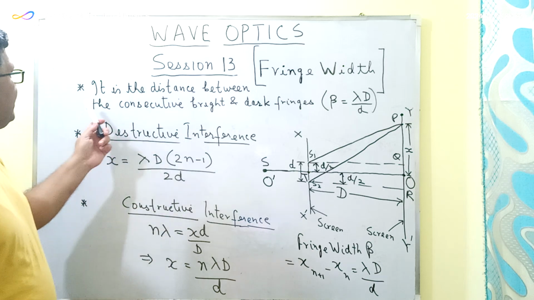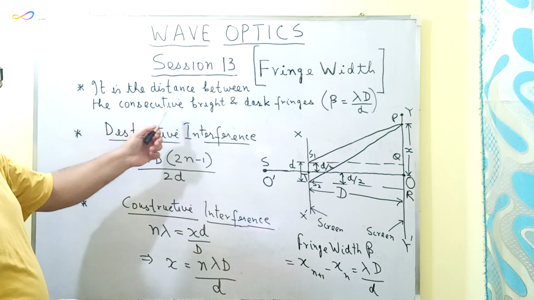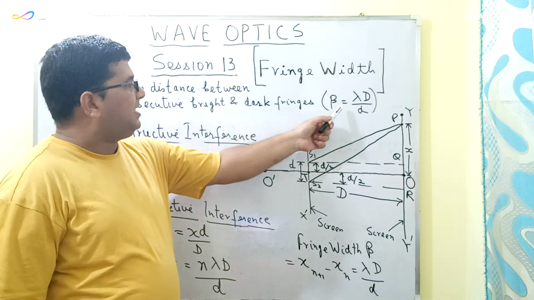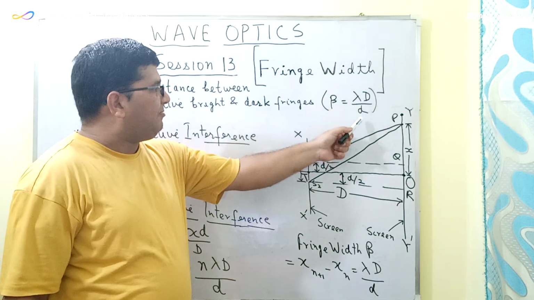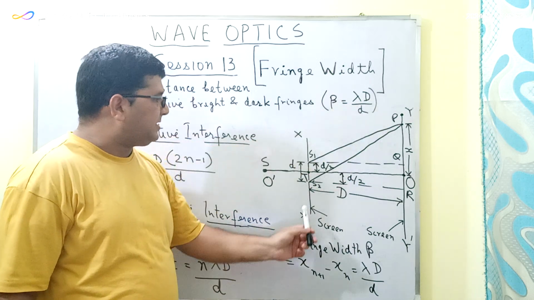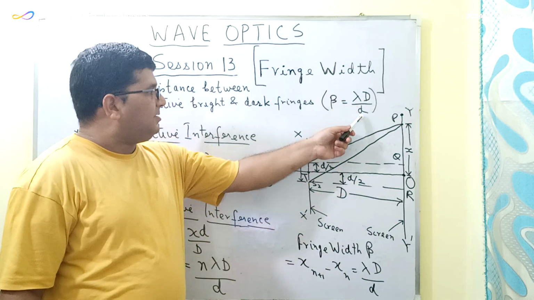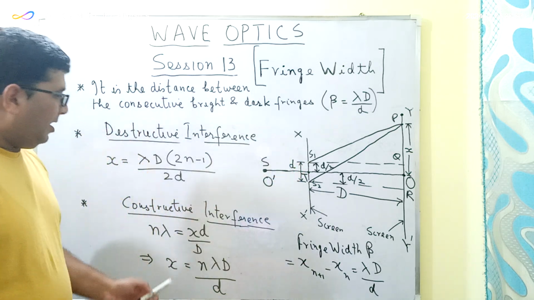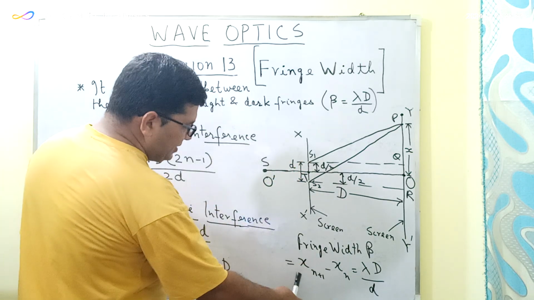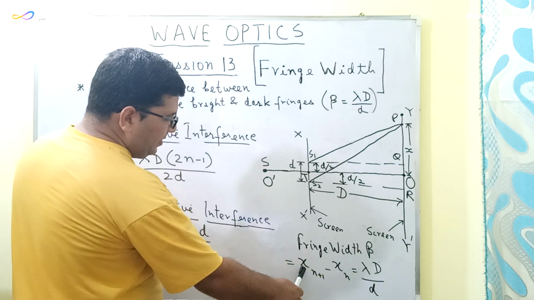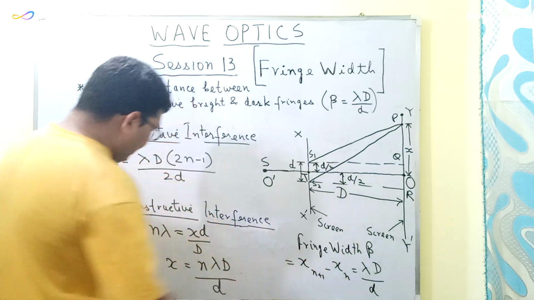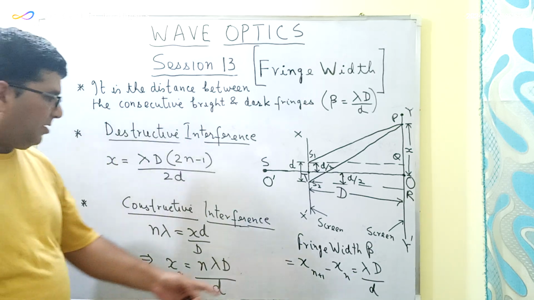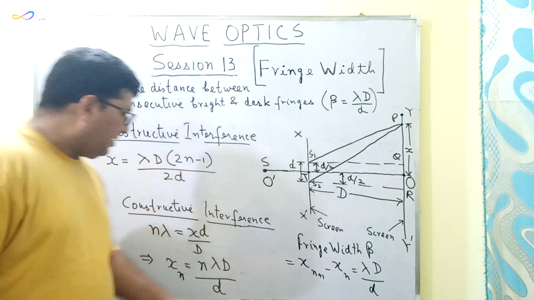Now the fringe width is basically the distance between two consecutive bright fringes or dark fringes. It is denoted by beta, and this is equal to lambda D divided by d, where capital D is the distance between the two screens and small d is the distance between the two pinholes. Now the fringe width is given by x(n+1) minus x(n). Now x(n) basically is the distance of the nth bright fringe or dark fringe.